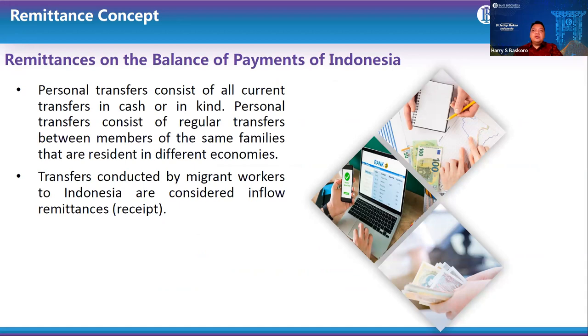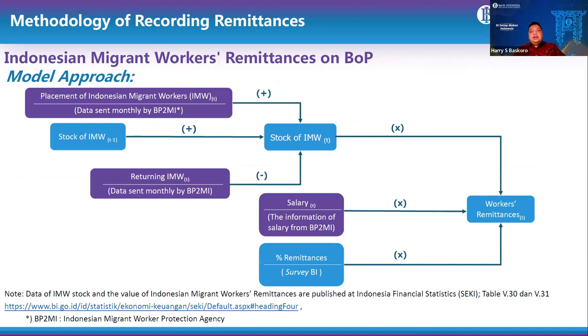Next, please. As I mentioned, the methodology for recording migrant remittances in our BOP is based on administrative data and survey. For the administrative data, we use the data from the Indonesian Migrant Worker Protection Agency, BP2MI in Indonesia, for the number of Indonesian migrant workers placement and the number of returning Indonesian migrant workers to calculate the stock of migrant workers. While for the survey, currently we use the remittance percentage and salary of the workers based on the result of the survey conducted in 2014.